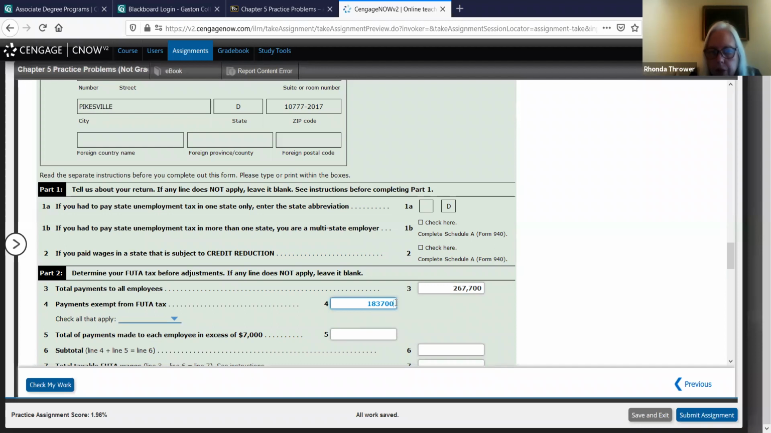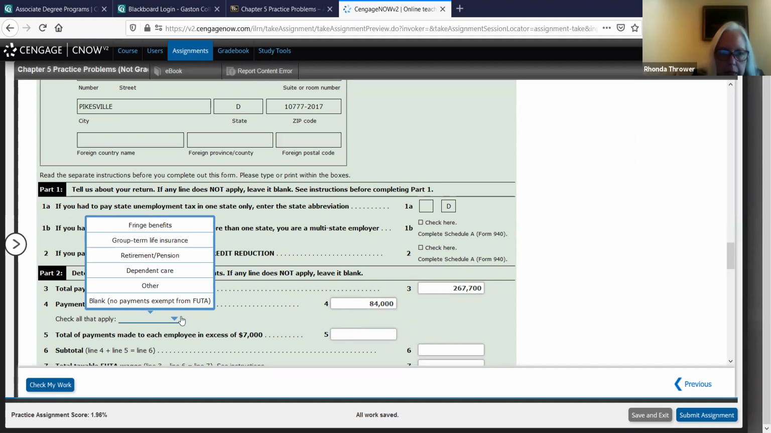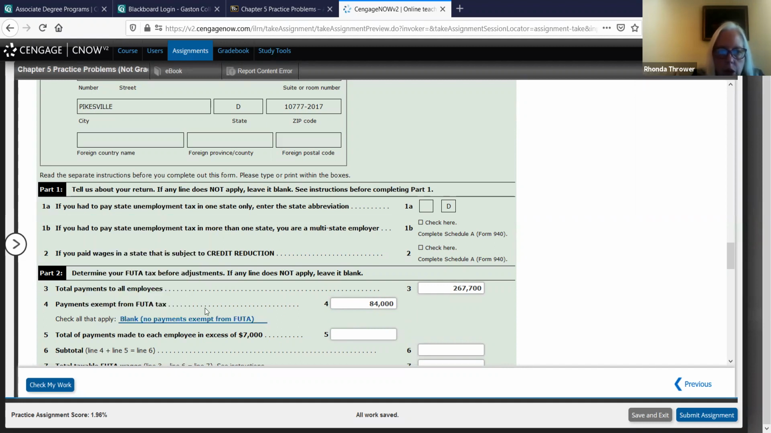I'm sorry, this is not correct. They're wanting the 84,000 here. And then we're going to check all that apply. And there was none that were, I'm sorry, this is 0 here.